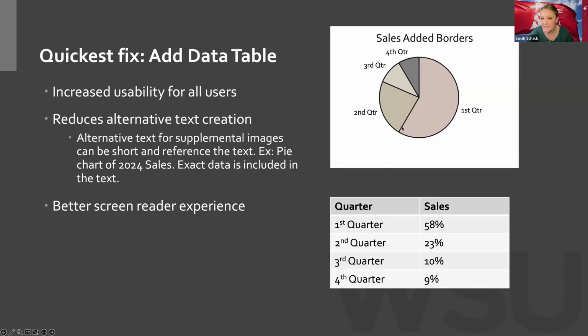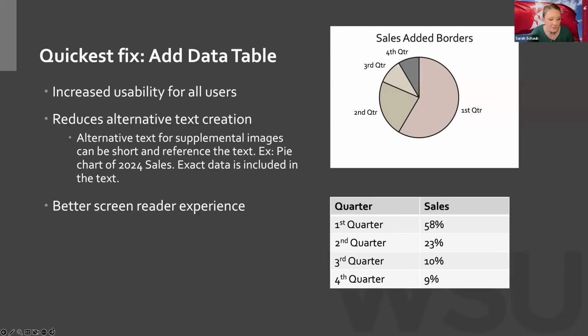So below the example, the sales added with borders, I've added a table that includes the quarter and the sales information. So just adding that table alone makes it so that your pie chart is then considered an alternative format, and you don't need to make any changes to it. It increases the usability for all users, reduces alternative text creation for supplemental images. And then you can just create a short reference. For example, you can say pie chart of 2024 sales, exact data is included in the text. That would satisfy the requirement.